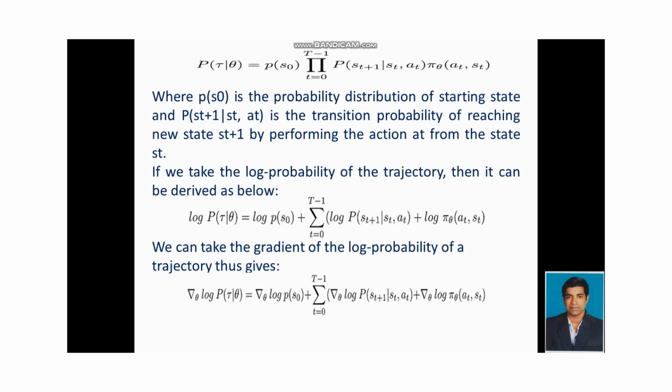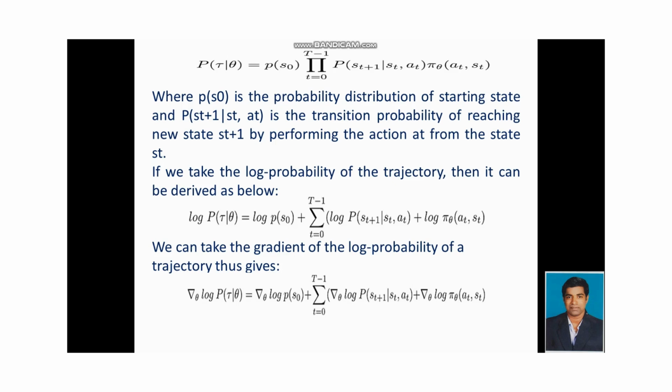If we take the log probability of the trajectory, then it can be derived as below. Log probability of τ given θ is equal to log probability of s0 plus summation t equal to 0 to T minus 1 of log p of s(t+1) given s_t, a_t, plus log π_θ of a_t given s_t.